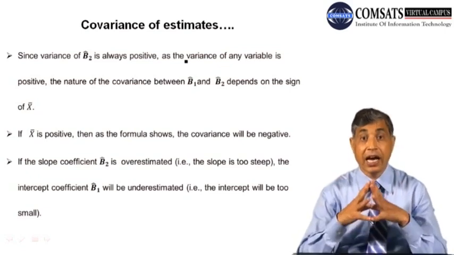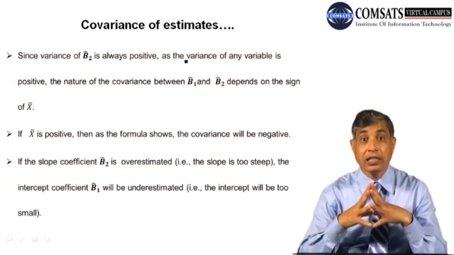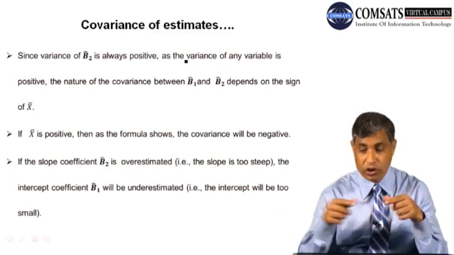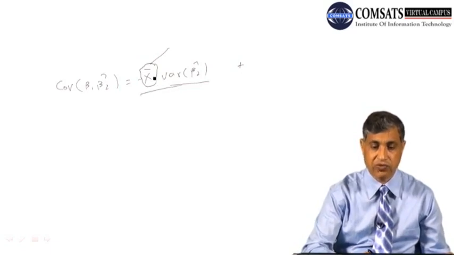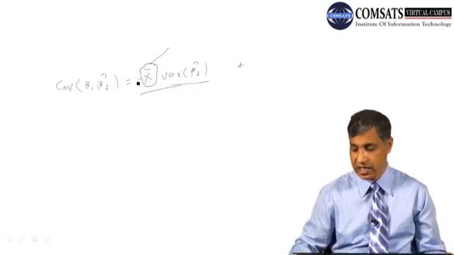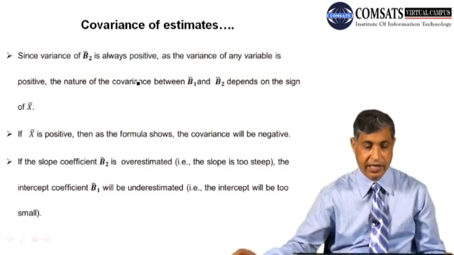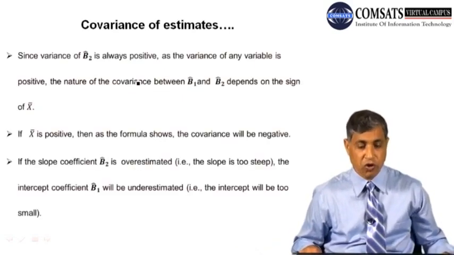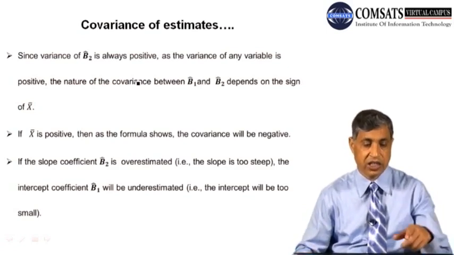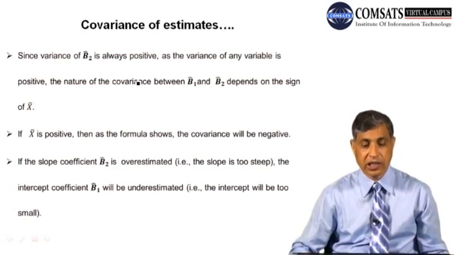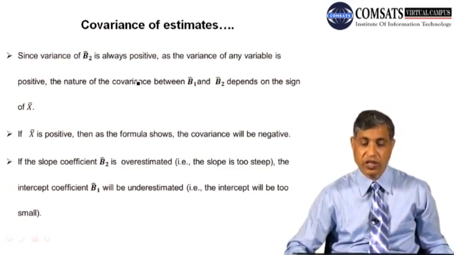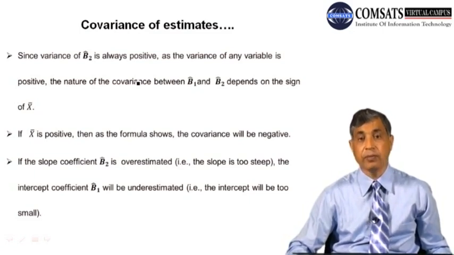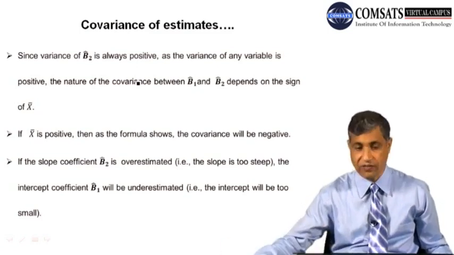There will be negative. And interestingly, if the x bar is negative, then this whole term will become positive, because negative multiplied by negative becomes positive. And if the slope coefficient beta 2 is overestimated, what this means, if x bar is positive as the formula shows, the covariance will be negative. And if the slope coefficient beta 2 is overestimated, the intercept coefficient beta 1 hat will be underestimated, and you can say the vice versa.